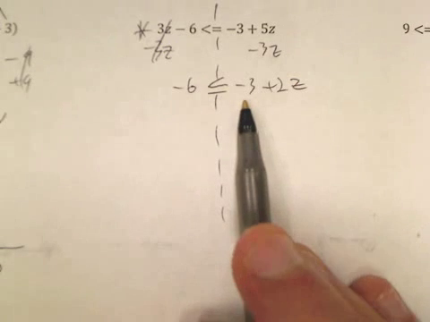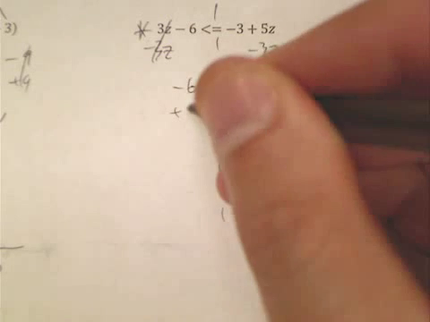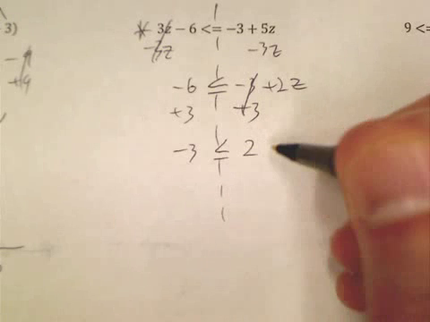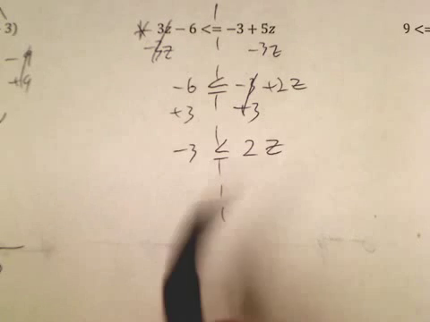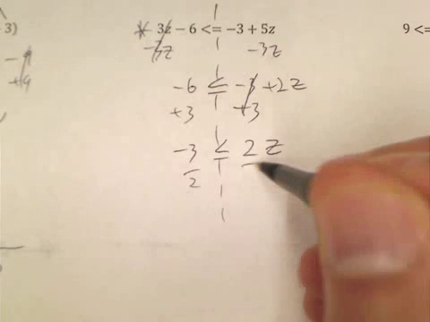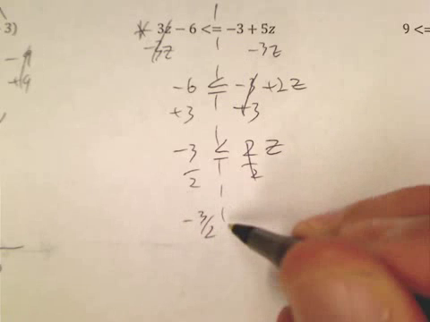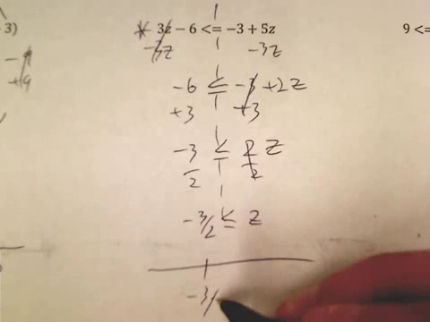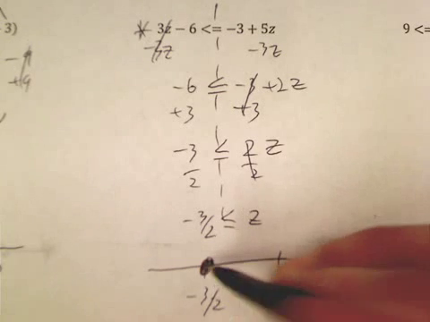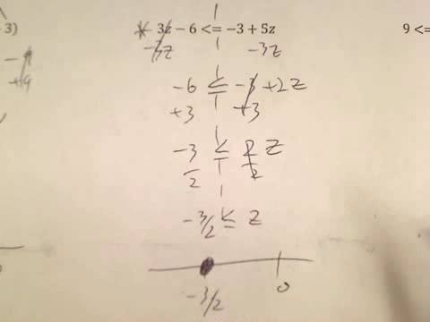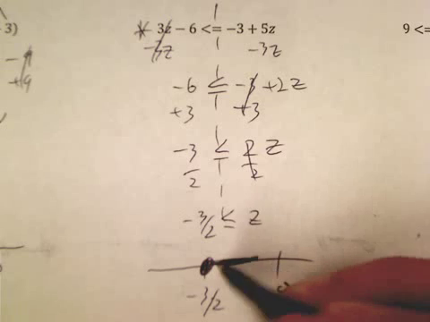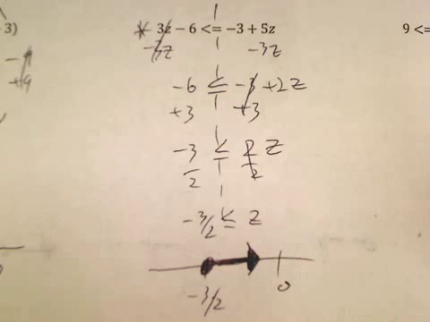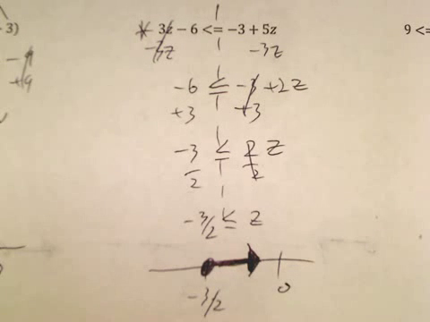And then to get rid of the -3, you add 3. So -6 plus 3 is -3. And then divide by the number in front of the letter. So I get -3 over 2 is less than or equal to z. Do your graph. Fill in the circle. And this is less than the value of z, so it's going to go to the right. Basically, the letter's on the wrong side, so do the opposite of what that sign would originally tell you to do. Beautiful.